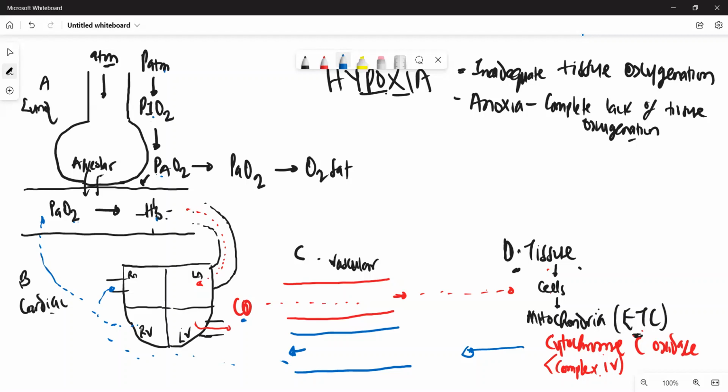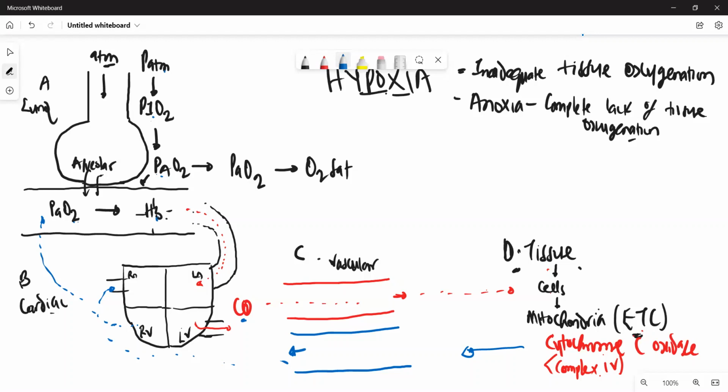anything that affects the atmospheric pressure will affect everything downstream, right? So if the atmospheric pressure is decreased, the PiO2 will decrease, the PaO2 will decrease, your partial pressure of oxygen will decrease, the hemoglobin saturation will decrease, and of course, hypoxia will occur, right?